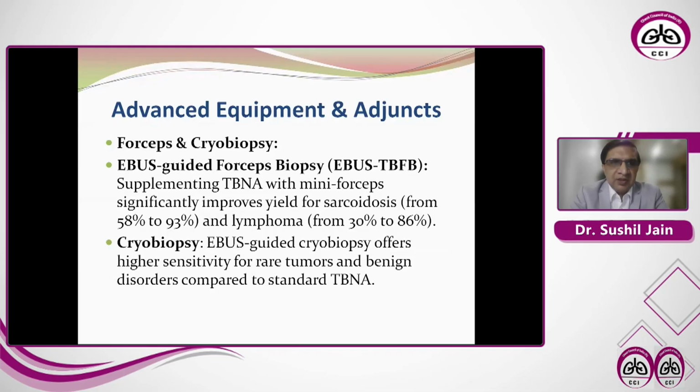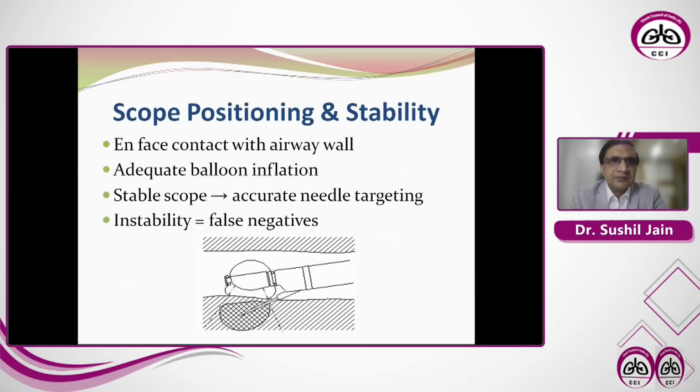Another important tool in this is the cryobiopsy. EBUS guided cryobiopsy offers higher sensitivity for rare tumors and benign disorders compared to standard TBNA. Also, EBUS cryobiopsy may be used in cases where you are not able to get adequate tissue with your standard EBUS TBNA. Then you may consider an EBUS guided cryobiopsy in these cases.